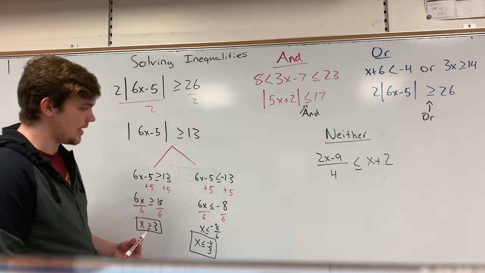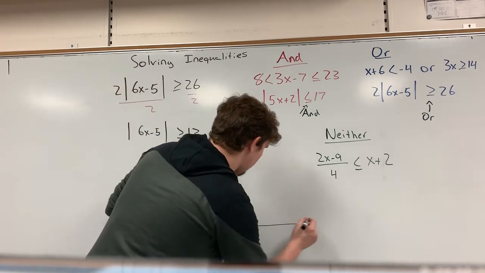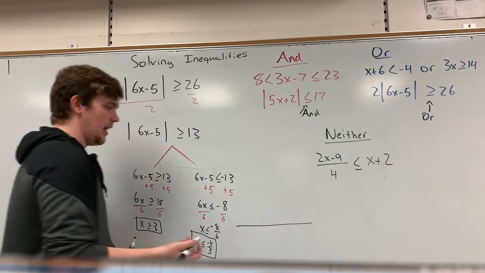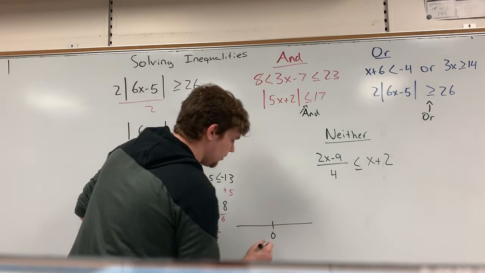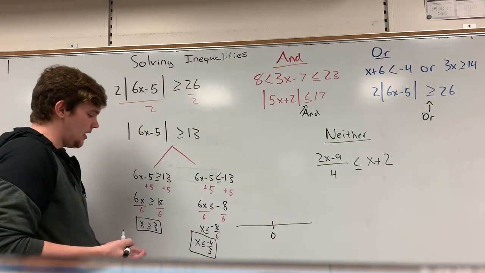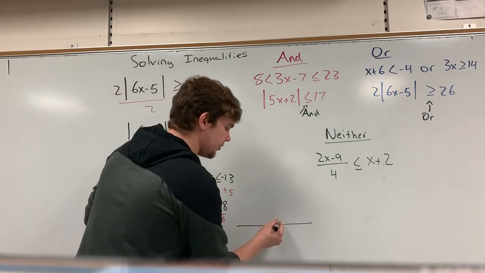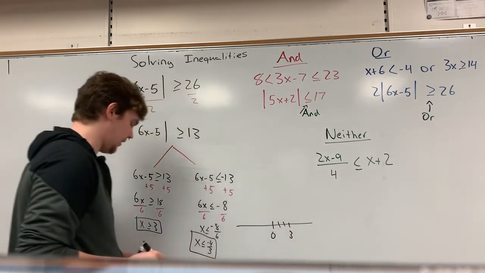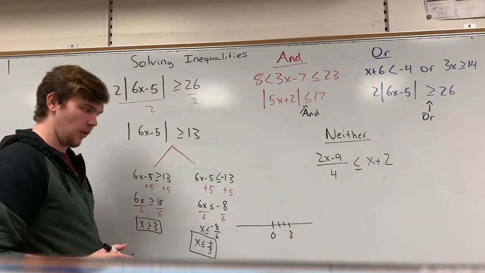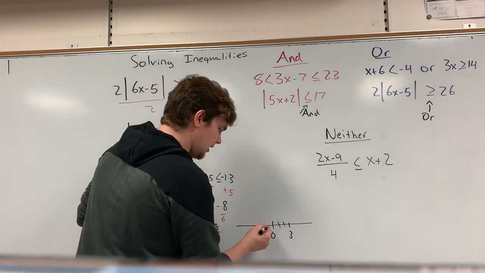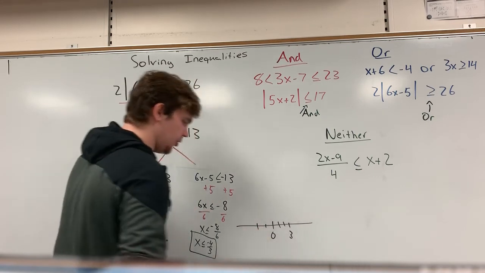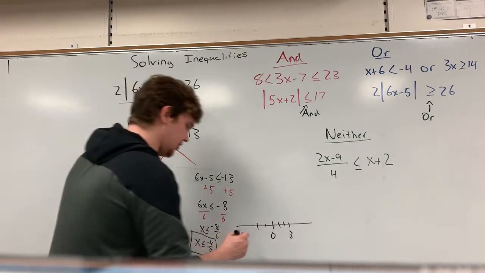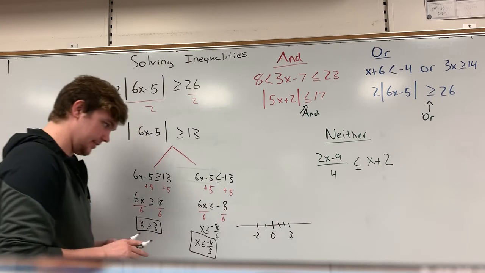So my last step is to throw these on a number line. Again, I like to put 0 right in the middle. 3 is somewhere over here, so 1, 2, 3. This is 3. And then negative 4/3: this is negative 1, negative 2. I'm okay with you just estimating where negative 4/3 is.